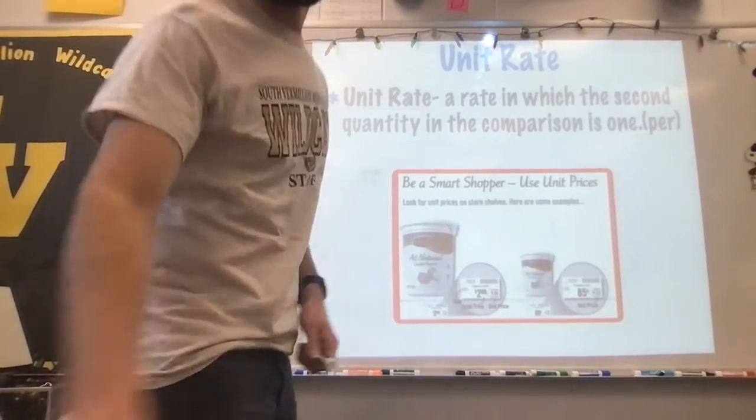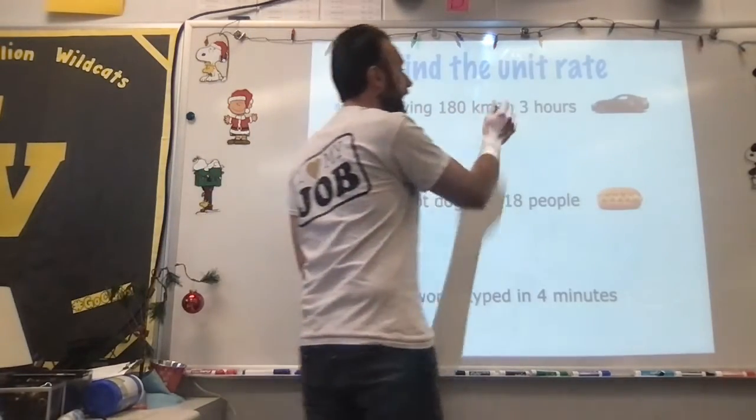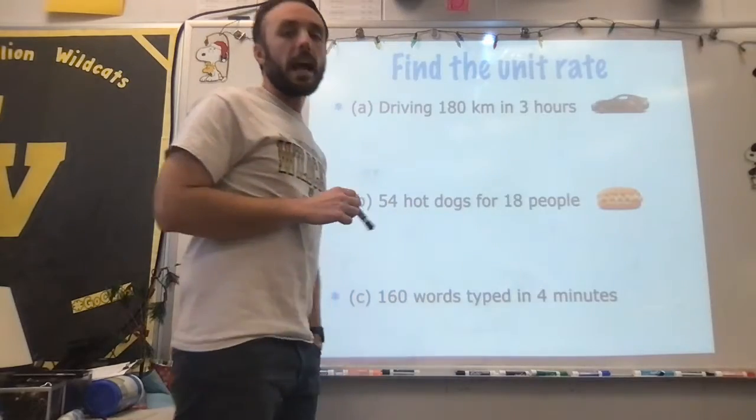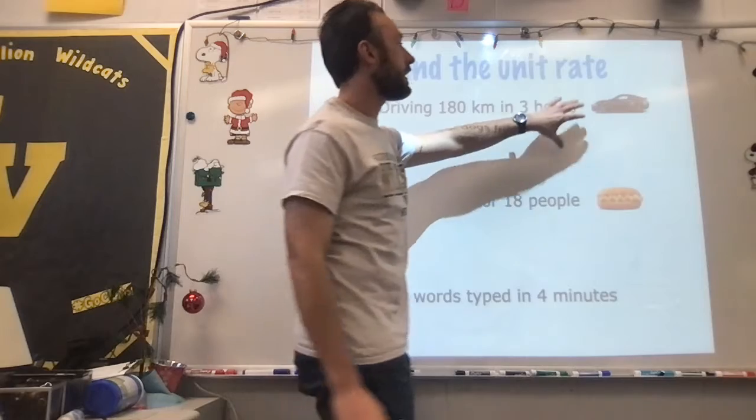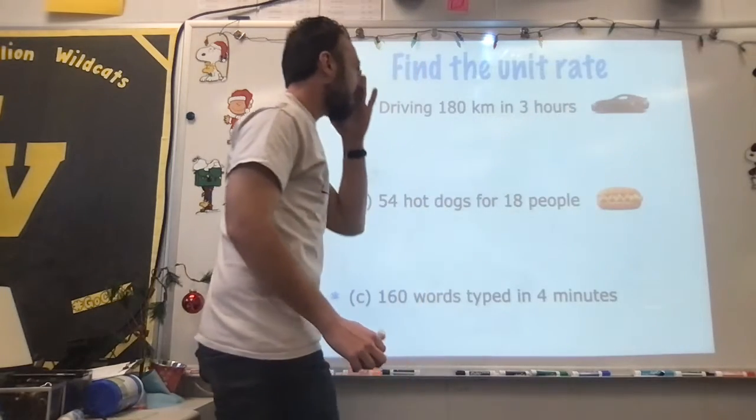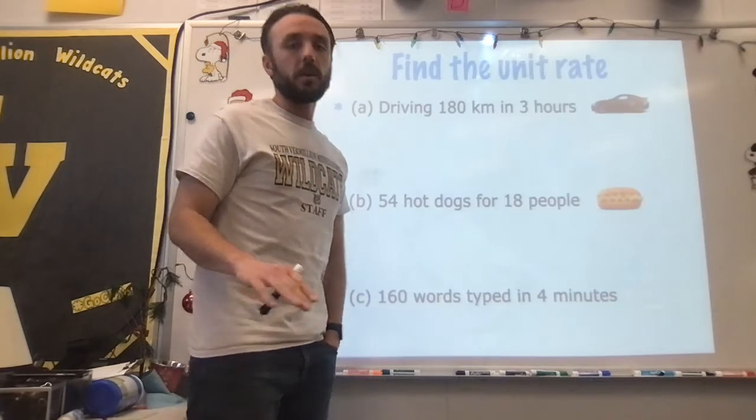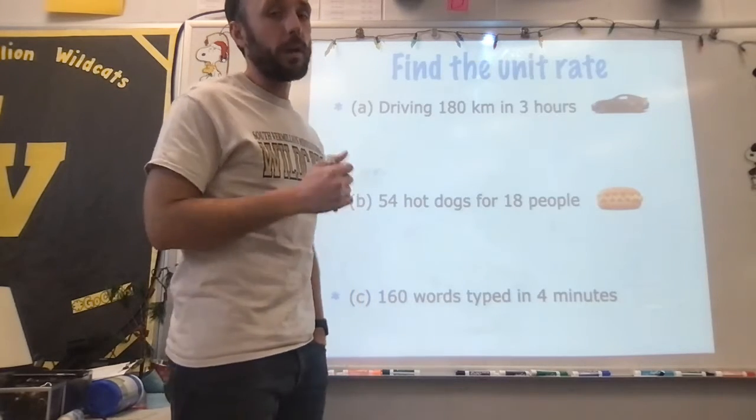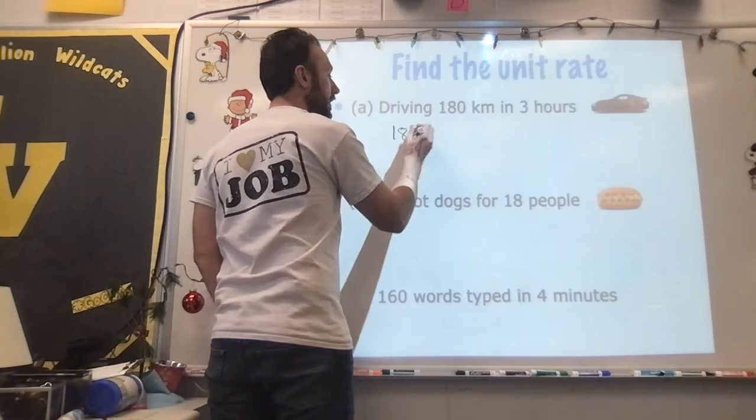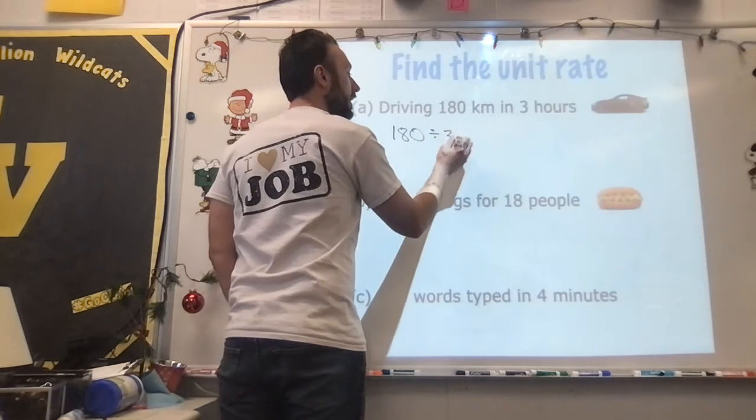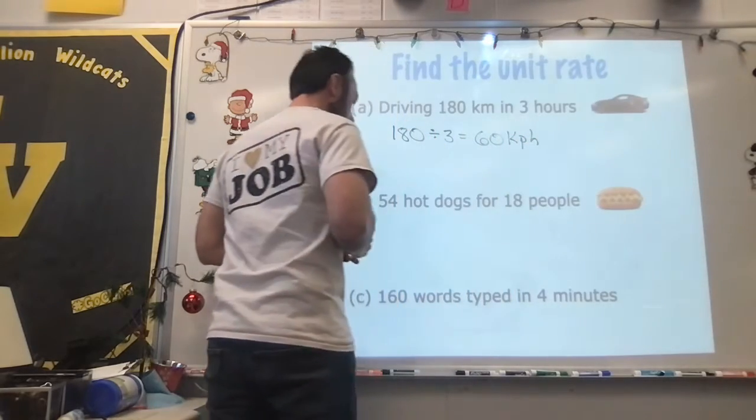Find the unit rate. If you drive 180 kilometers in 3 hours, how far would you drive in 1 hour? It's that second quantity in the ratio is one. For everything we do today, and everything we do with unit rate tomorrow, and when we come back, all we are going to do is divide. We're going to take 180, divide it by 3, and that would equal 60 kilometers per hour.